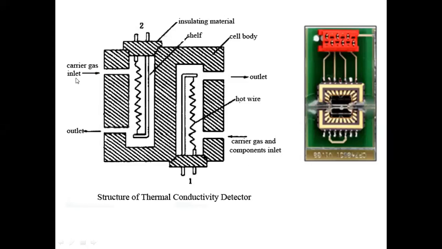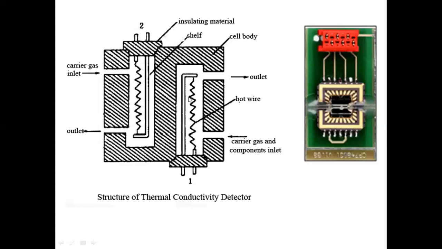Only carrier gas, the mobile phase, is moving through this particular window, and here the carrier gas is not only moving itself, but also carrying the solute from the chromatographic column. These filaments are made of either platinum, tungsten, or rhenium.